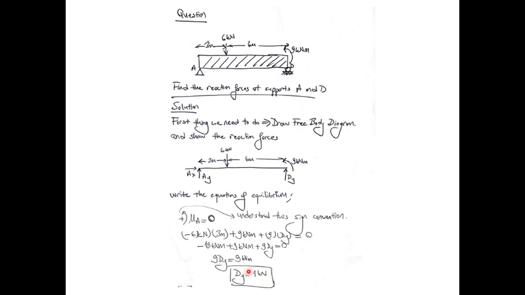What does this plus sign mean? It means that the direction I assumed here, which is upwards, is correct, and DY has a magnitude of 1 kilonewton with the direction upwards.